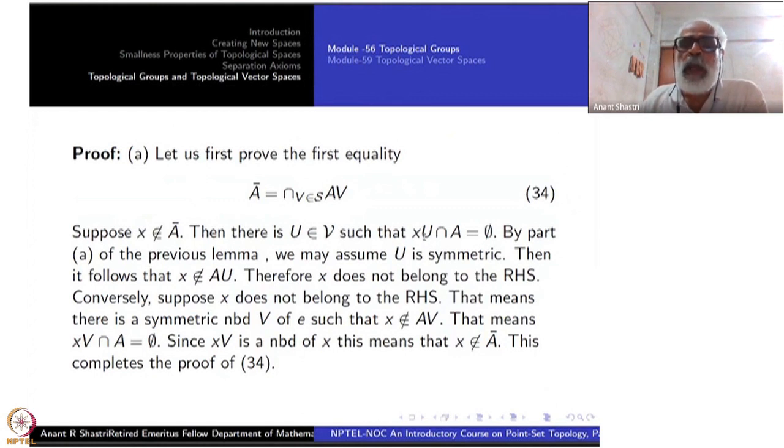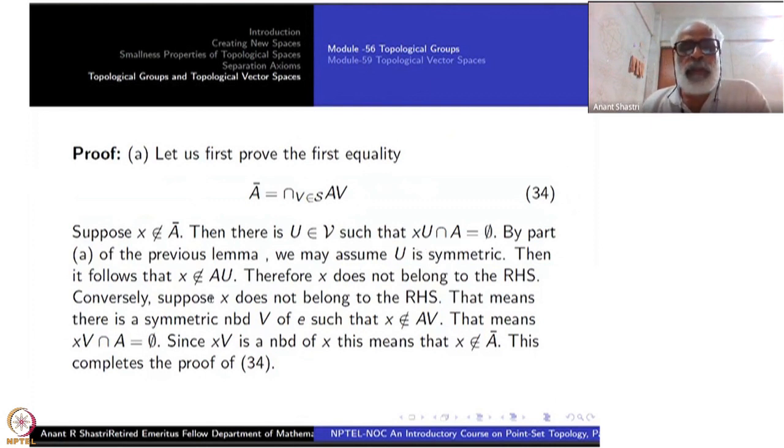XU, any neighborhood of X will look like this. It's the most general one. So there is no speciality here. And one of them, intersection A, is empty because X is not in A bar. That's all I have. Now, by part A of the previous lemma, we can assume that U is symmetric. You can go back to a symmetric neighborhood. It will be a smaller thing contained inside U. So that will still be empty. So I can assume U itself is symmetric.